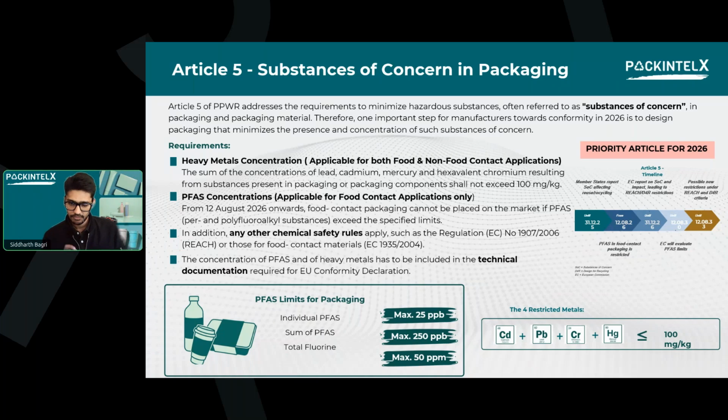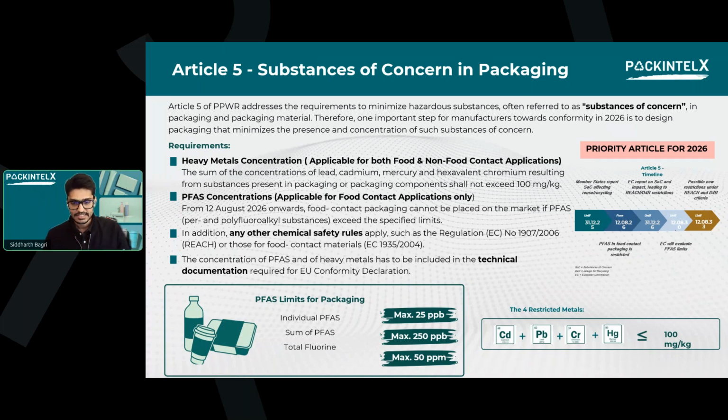Now there are 4 heavy metals that have been identified, which you see at the bottom here: lead, cadmium, mercury, and hexavalent chromium. No, I have not said it in the same order, but these are the 4 heavy metals, and the sum of these 4 heavy metals should not cross 100 milligrams per kilogram.